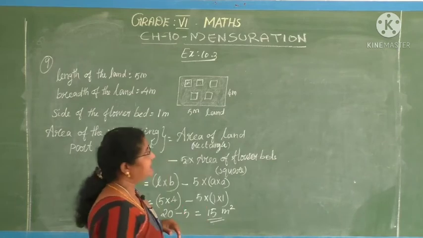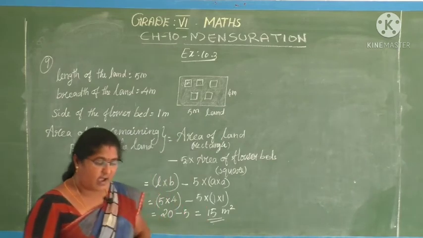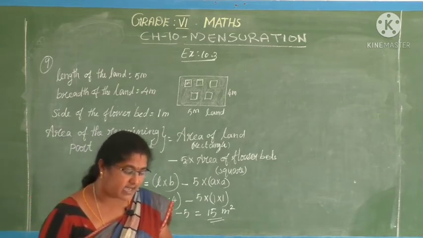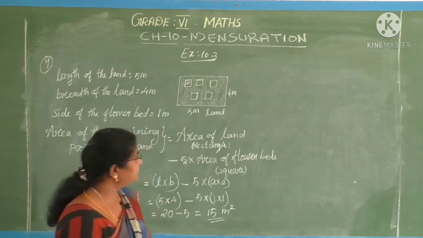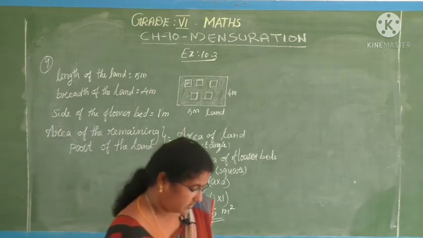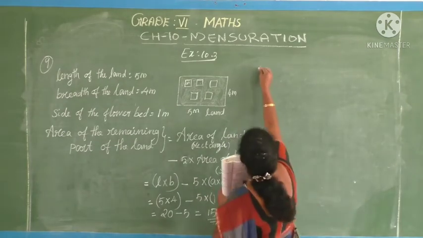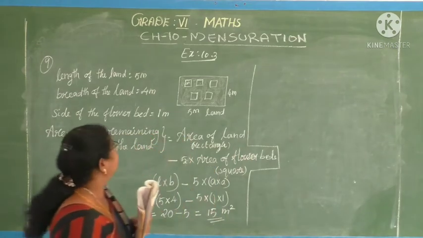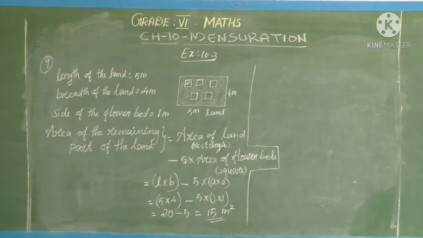Next, question 10. Just by splitting the following figures into rectangles, find the areas. Here the figure is there, so we have to split it into rectangles. So first copy down this 9th question. Next I draw this figure and then we'll split into rectangles.